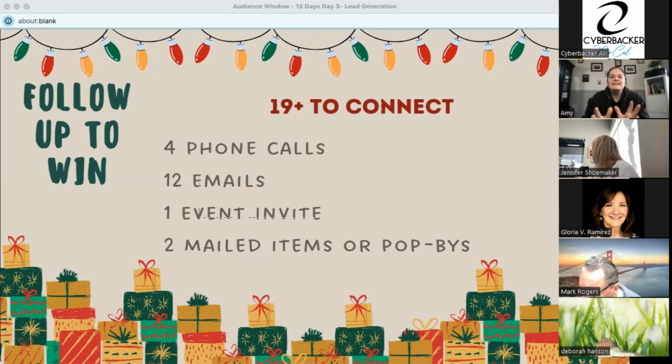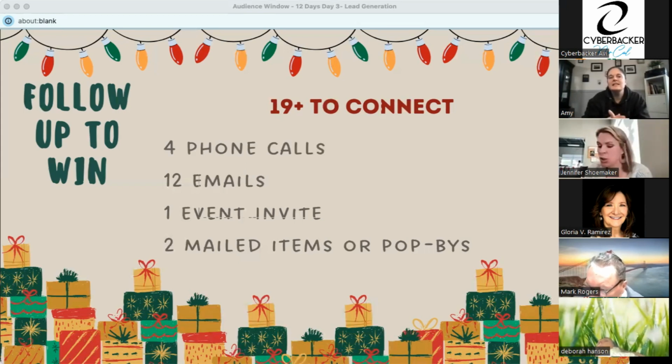Let's see, the 19 to connect plan, it's really close to our 36 plus plan that we talked about yesterday, but it's less interaction. So as I mentioned yesterday, we're going to spend the most time with those who are responding to us, our VIP people, our circle of influence people, those people that we have a relationship with, and less time with those that we're trying to get to respond. Okay, we're not going to put as much effort into these people.